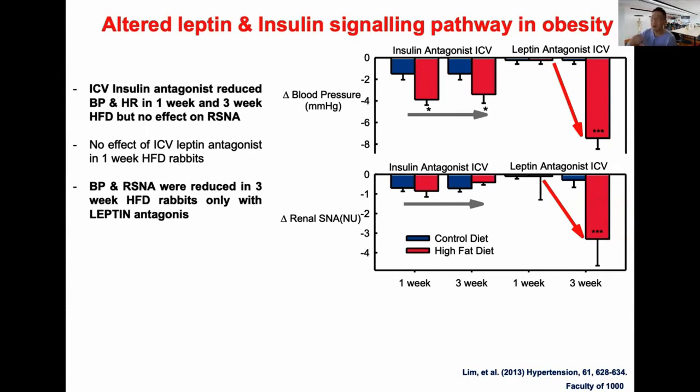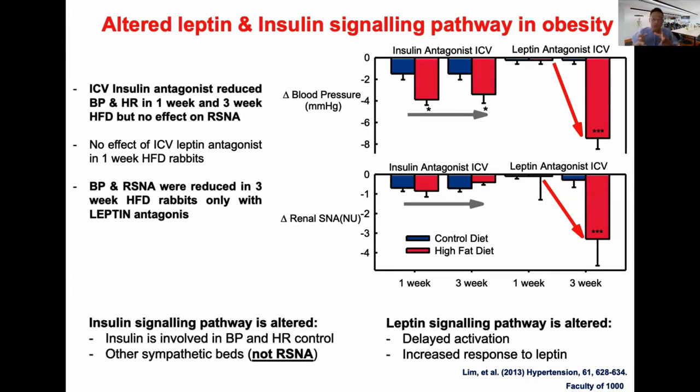It could be a different sympathetic nerve activity, such as a cardiac sympathetic nerve activity or other major sympathetic nerve activity. Whereas when the leptin antagonist was given, interestingly, at 1 week of high-fat diet feeding, there was no change in the blood pressure or the renal sympathetic nerve activity. However, in the 3-week high-fat diet animals, blood pressure and sympathetic nerve activity was significantly reduced, indicating that there is a delayed action of leptin. So for leptin to kick in the brain to make changes in blood pressure and sympathetic nerve activity, it needs a long time of accumulation in our body.